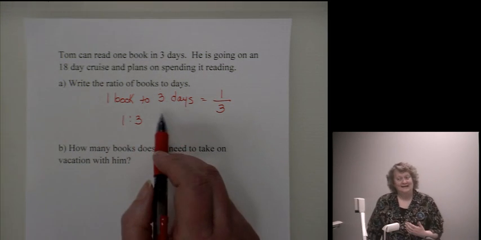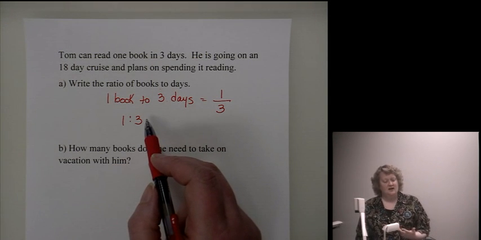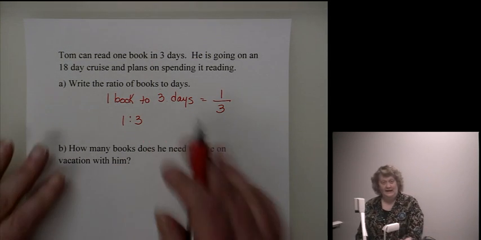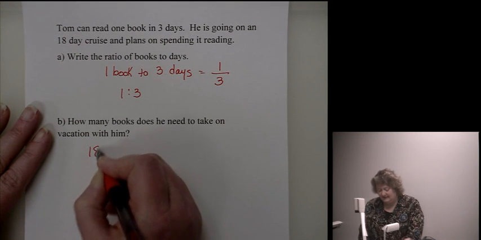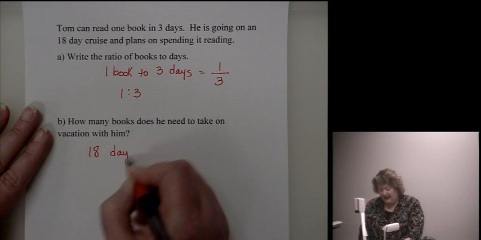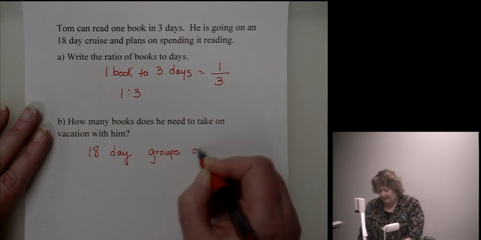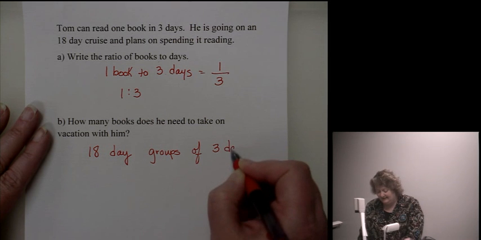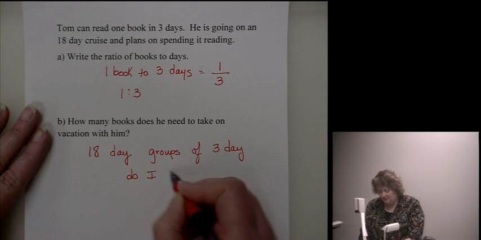Now, we'll get into another way to solve it when we do proportions, but when it's this simple, we can just look at this. If I have an 18-day cruise, how many groups of 3 days do I have?